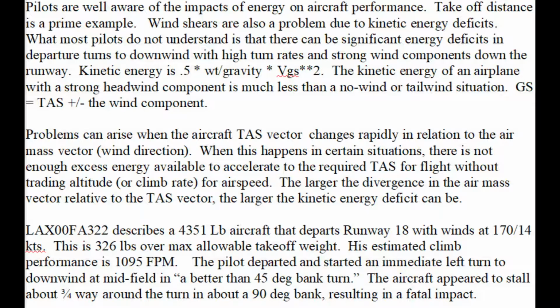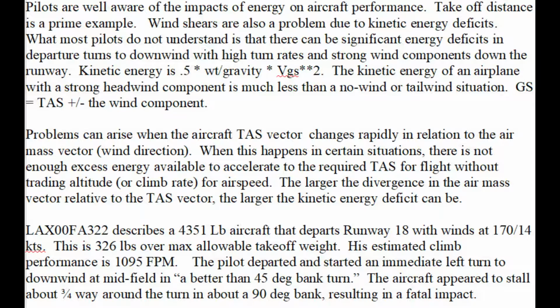Problems can arise when the aircraft TAS vector changes rapidly in relation to the air mass vector, i.e. the wind direction. When this happens in certain situations, there is not enough excess energy available to accelerate to the new required true airspeed for flight without trading altitude or climb rate for airspeed. The larger the divergence in the air mass vector relative to the true airspeed vector, the larger the kinetic energy deficit can be.